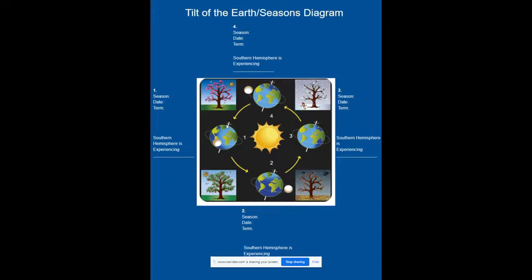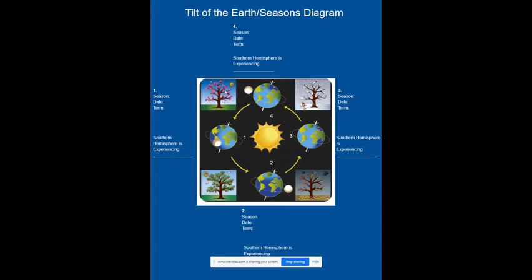Here is the northern hemisphere, where we are at. And we want to think about, is the northern hemisphere tilting toward the sun or is it tilting away from the sun? And that's going to help us figure out what's going on with these seasons. So to get us started, the first thing that I'm going to have you do is take some time to try to fill this out on your own.